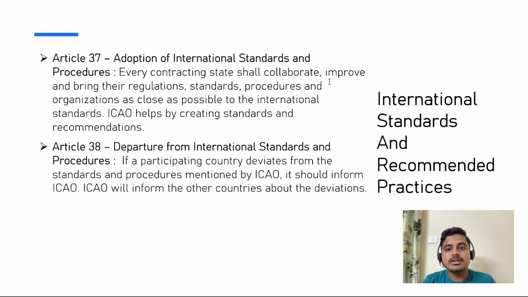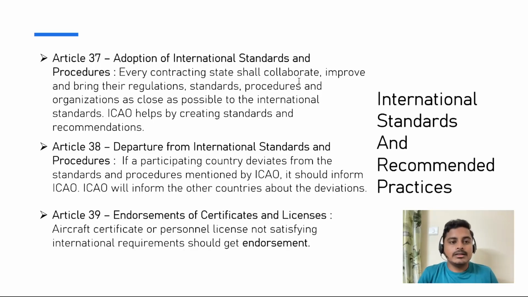In that case also, the country has to inform ICAO what differences they want to implement, right? So ICAO informs the other countries about it. And the third one, the country might not be able to follow a particular version of that standard or procedure, right? An updated version of that standard or procedure. In that case, the country has to inform ICAO within 60 days of the adoption of this rule. So those are some of the provisions that the countries can use if they are not able to follow the guidelines mentioned by ICAO for some reason.